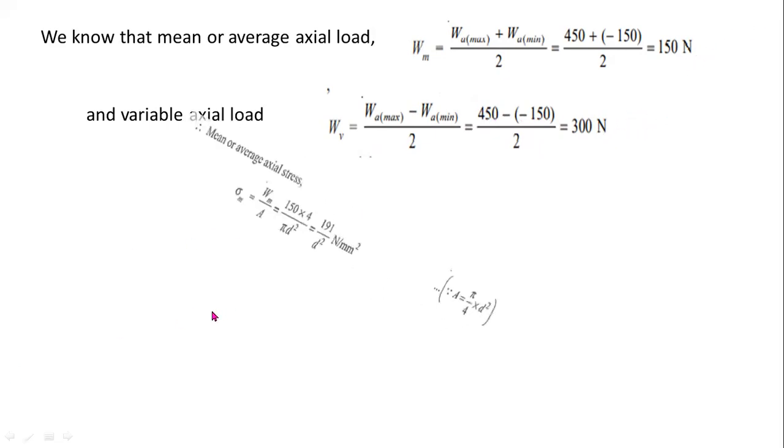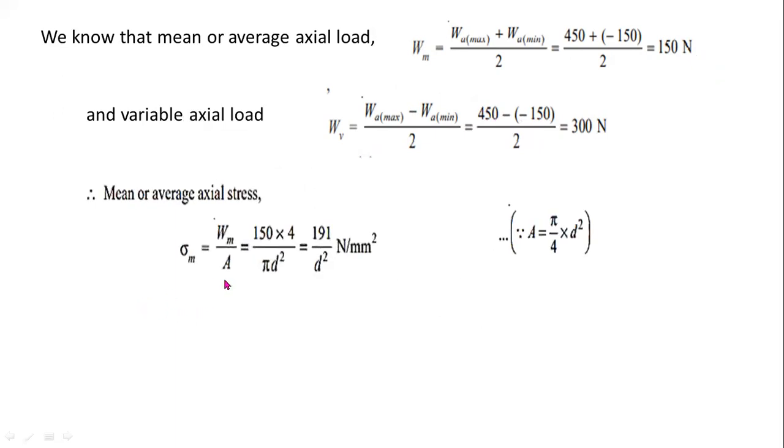In a similar way, already we know the formula for stress: stress equals load by area. Here the cross section is a circle, so the cross-section area for a circle equals pi by 4 d square. For determining the mean stress, you have to use the formula sigma m, mean stress, equals mean load by cross-section area. Mean load equals 150, divided by pi by 4 d square. Here the diameter of the shaft, d, is unknown, so you have to find the value of d.